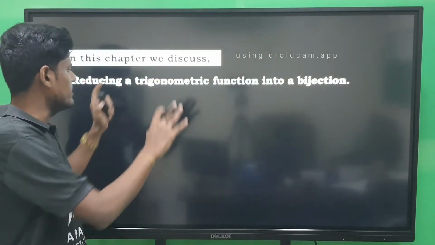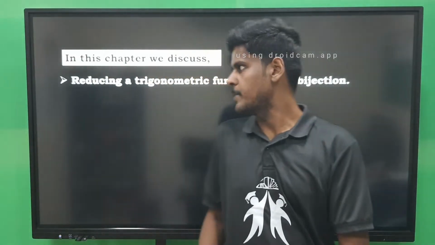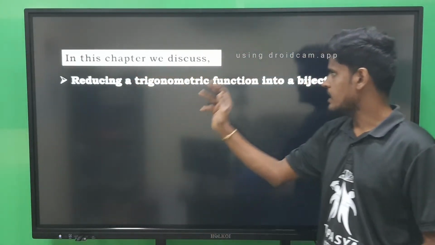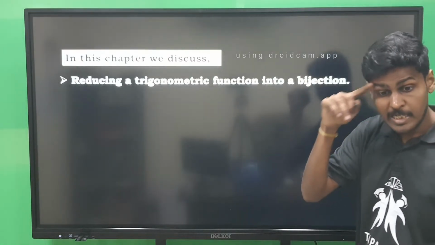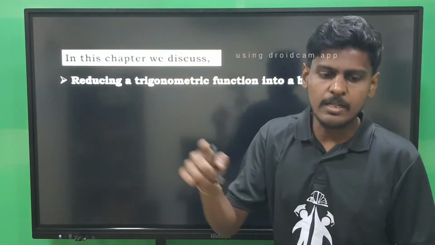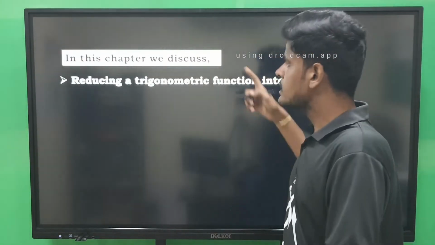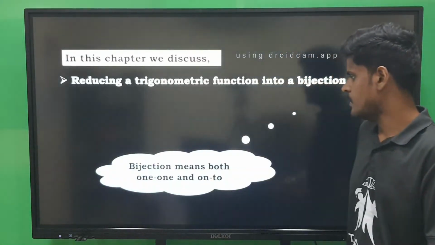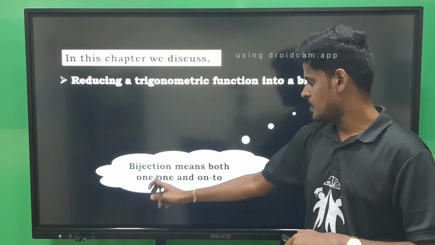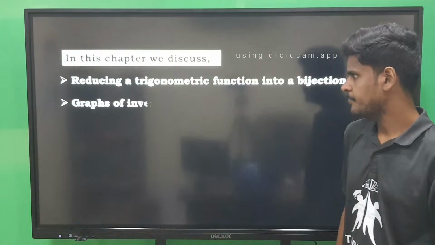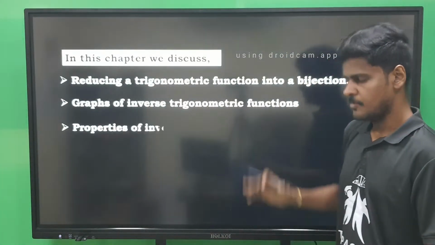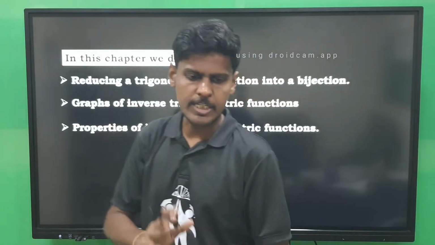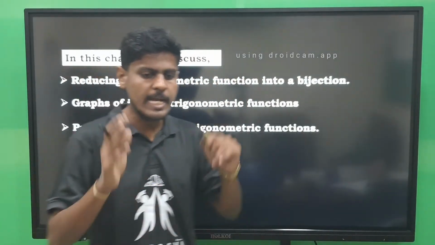In this chapter, we will mainly cover these three topics. One is reducing a trigonometric function into a bijection. That is important because not all trigonometric functions are bijective functions. We will discuss this one by one. Bijection means one-to-one as well as onto. Next, graph of inverse trigonometric functions. We will see the graphs of trigonometric functions as well as inverse trigonometric functions and compare.